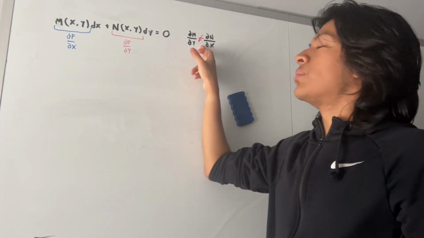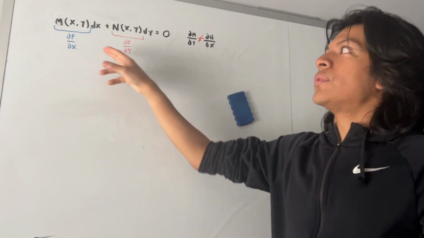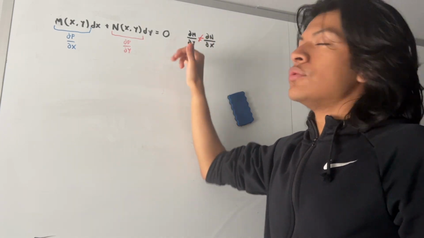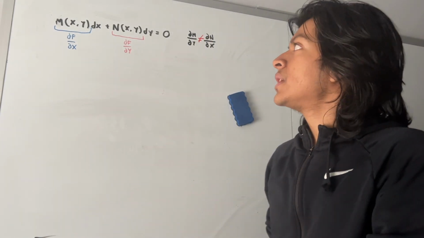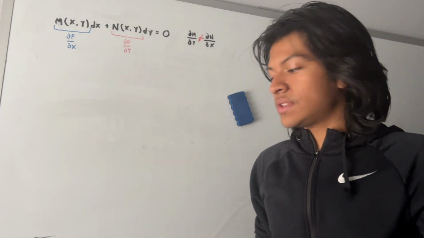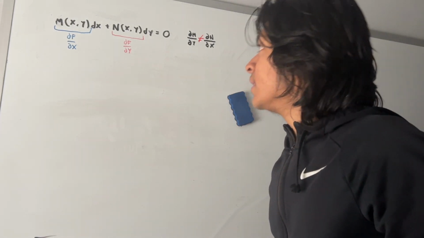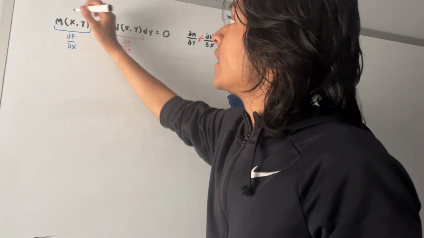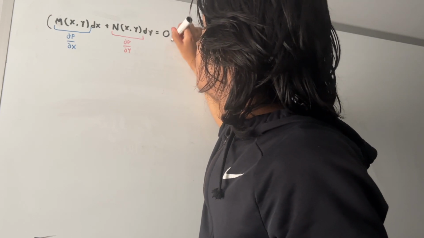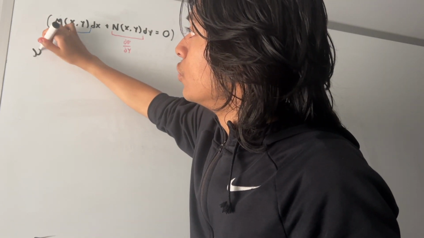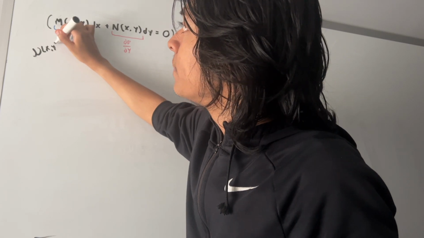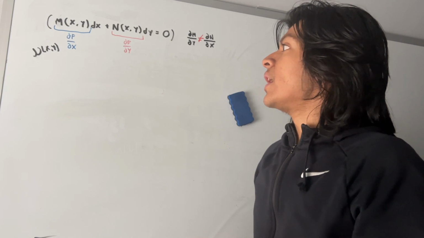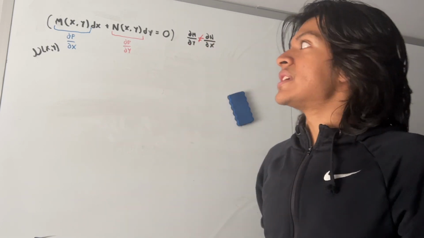However, in this case, what if it's not exact? What if we did this process and we find out that these two parts aren't the same? Pretty much how we go about something like that is we're going to be using integrating factors, meaning that when we multiply our original function here by some integrating factor u of x,y, it suddenly makes this exact. So how can we solve for u of x,y that would make this exact?